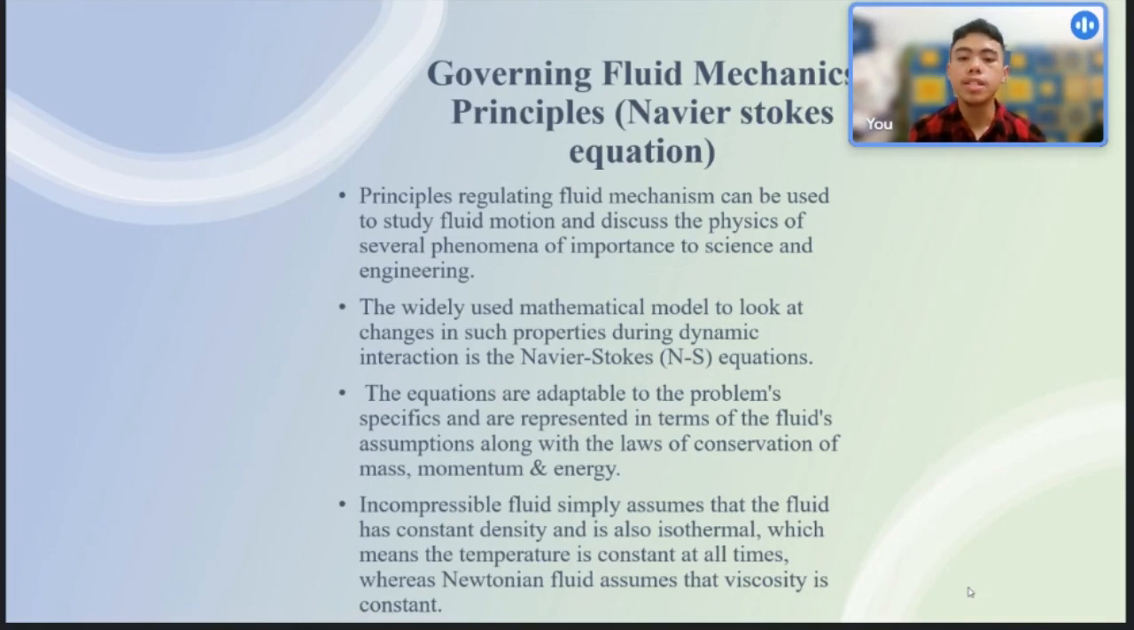Thirdly, the equations are adaptable to the problem's specifics and are represented in terms of the fluid's assumptions along with the laws of conservation of mass, momentum, and energy. Fourth, incompressible fluid simply assumes that the fluid has constant density and is also isothermal, which means the temperature is constant at all times. Whereas Newtonian fluid assumes that viscosity is constant.